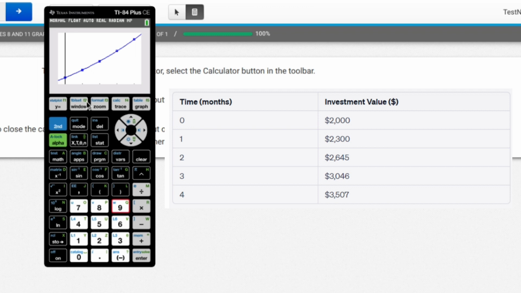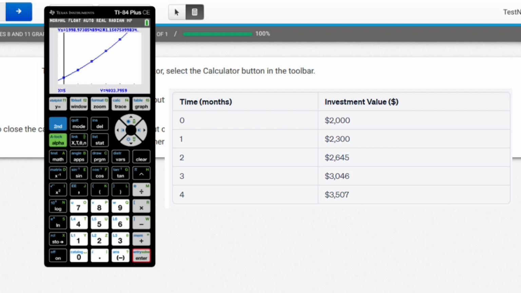Is this a bit too much? Maybe, because what I need to do now is find the value as x equals 5. So second calc, although 5 might not be on here. Let me check my window. Oh no, let me check my x max to 5. Yeah, I probably shouldn't have done that. Let's make it 5.5. Second trace takes me to value. Now I can type in 5, hit enter, and I get that number right there, 4,033.795.